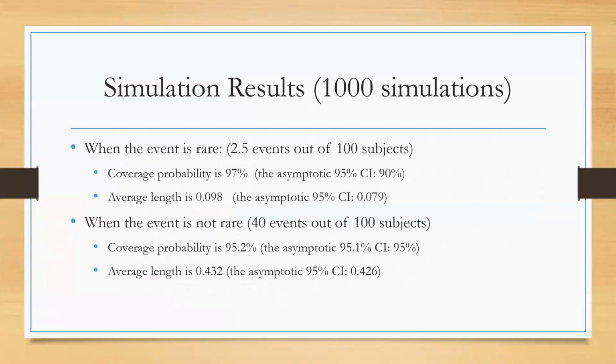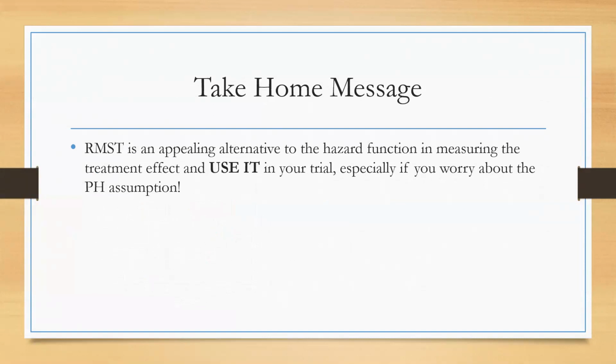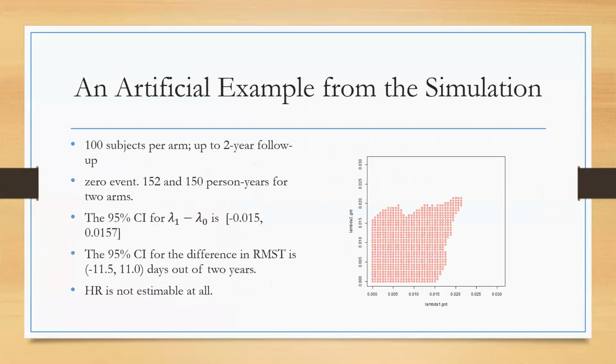So I think I'm almost at the end of my talk. Here's the example. You can see, for example, you have roughly 100 patients per arm and there are no events. So you cannot estimate the hazard ratio, but you can construct a confidence interval for lambda one minus lambda zero, which is a very narrow confidence interval at zero. And the difference in RMST is actually plus or minus 11 days out of 2 years. So it's very good, right?